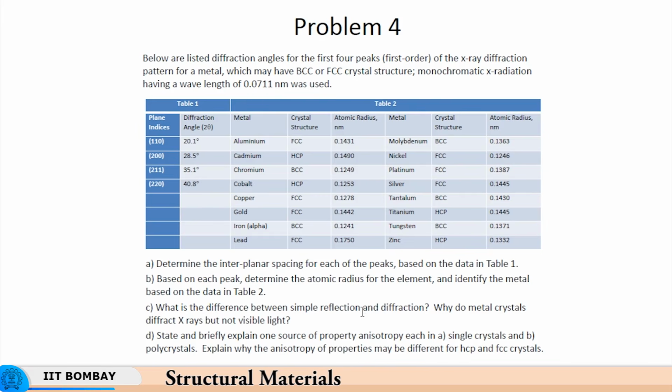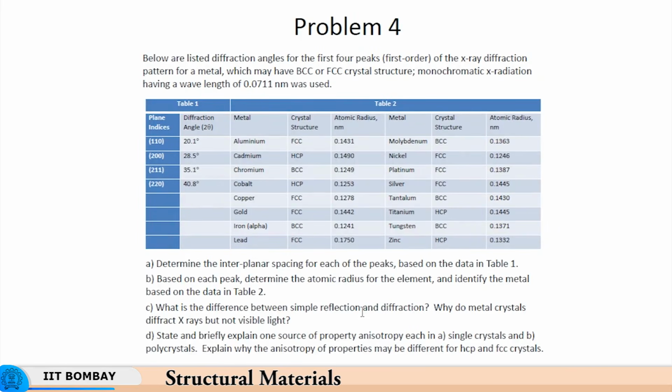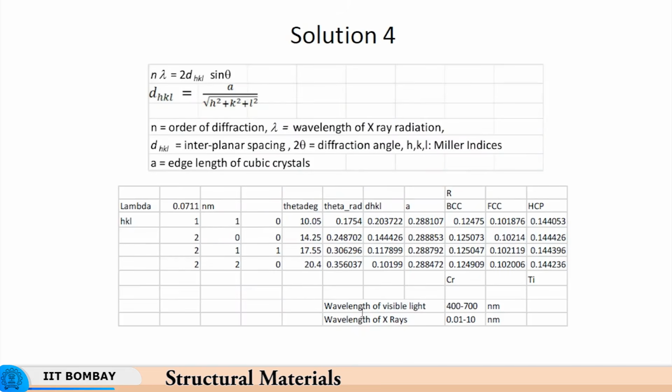So you see that nickel also has a similar value, but it has an FCC structure. For FCC structure it is 0.101 or 0.102, but here we don't find that. For FCC structure 0.102 we don't find. So the material is chromium, and it has an atomic radius of 0.1249. That is what we conclude based on this.